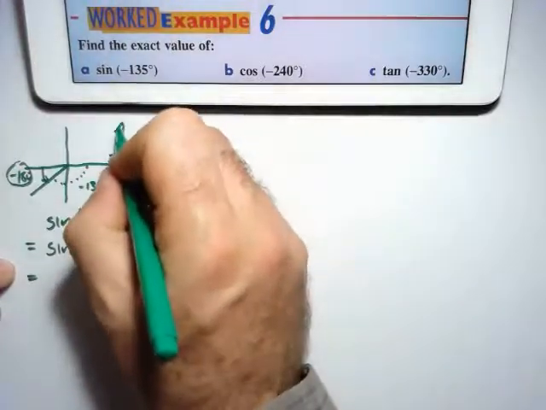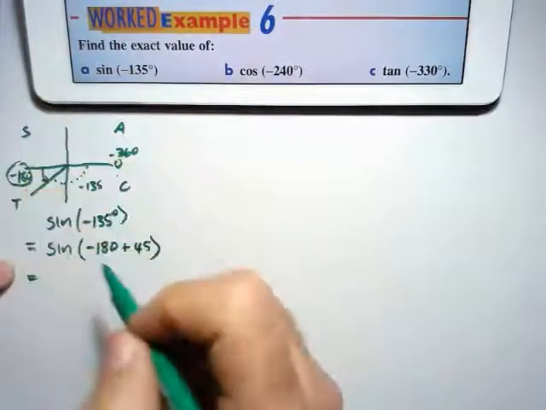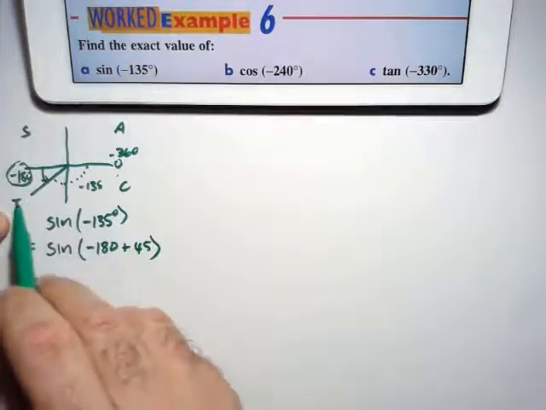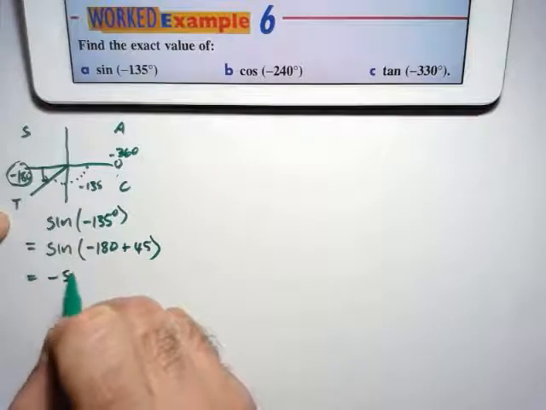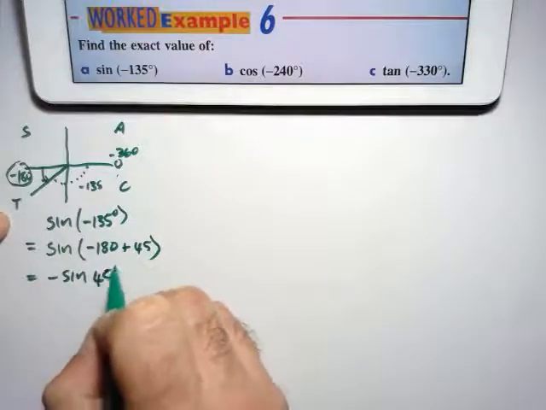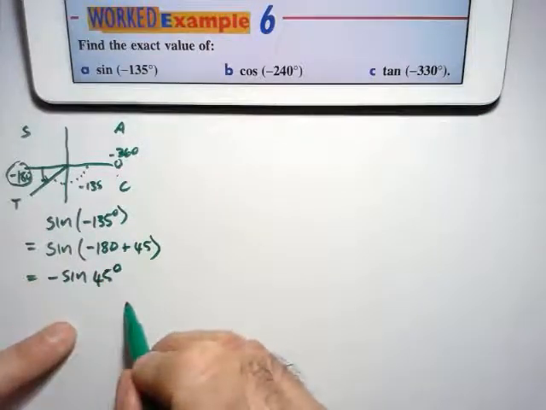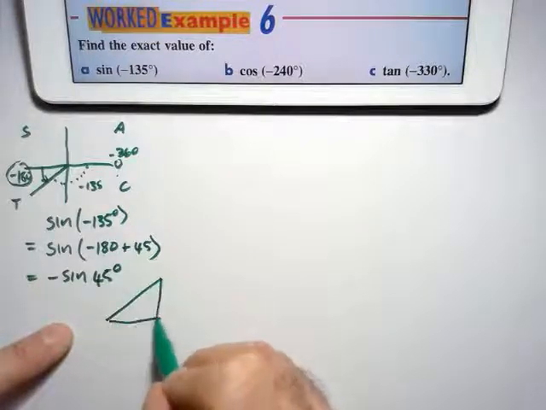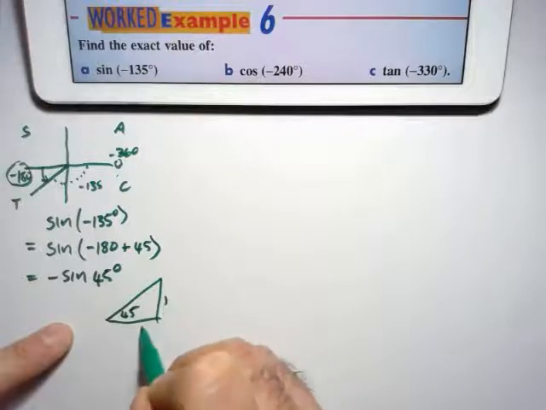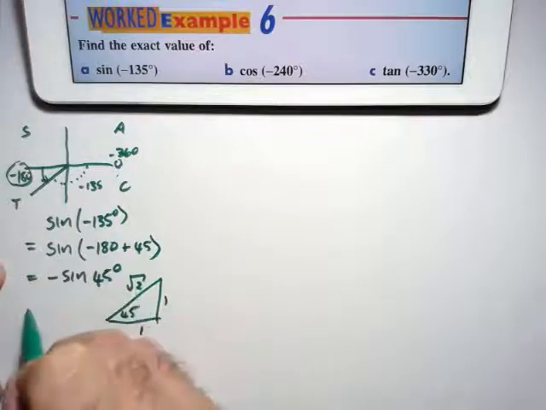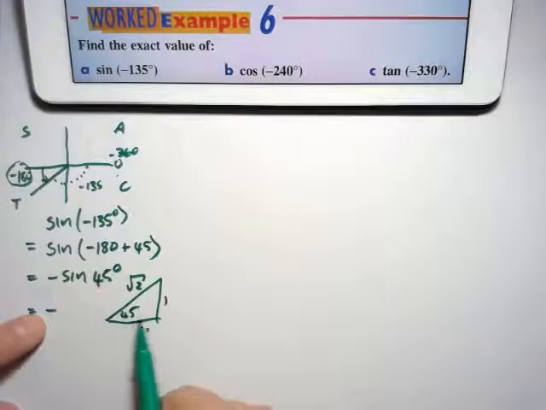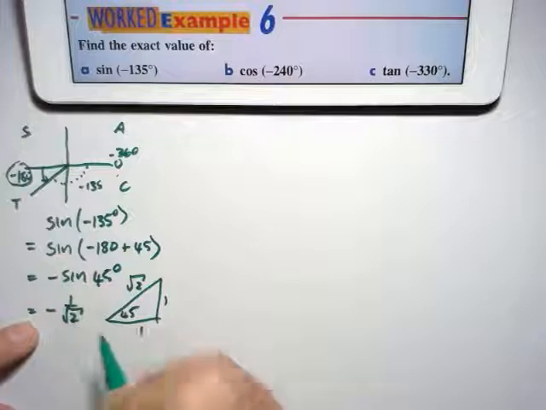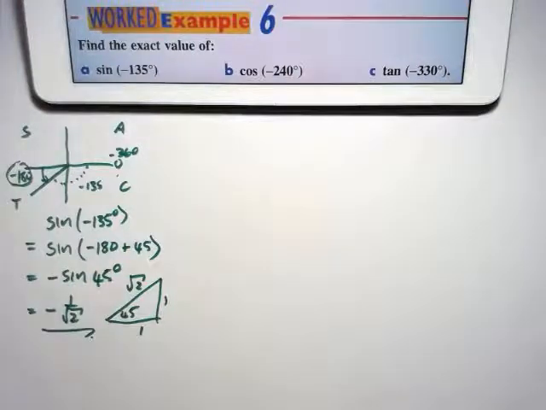Remember, it's CAST. In my third quadrant, sine is negative, so it will be the same as negative the sine of 45 degrees. This is a special triangle, so I'm going to draw my 45, 45, 1, 1, square root 2. So that equals negative, sine is opposite over hypotenuse, 1 over square root 2. So that will be my final answer.